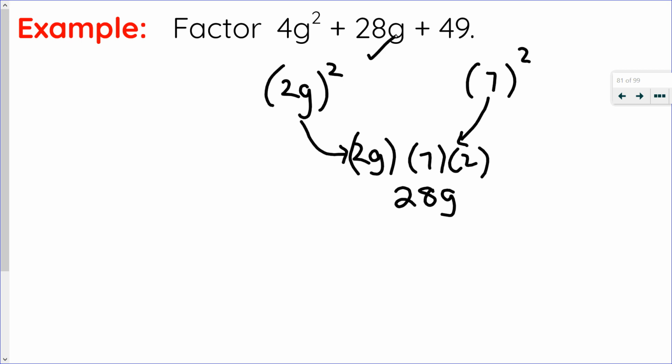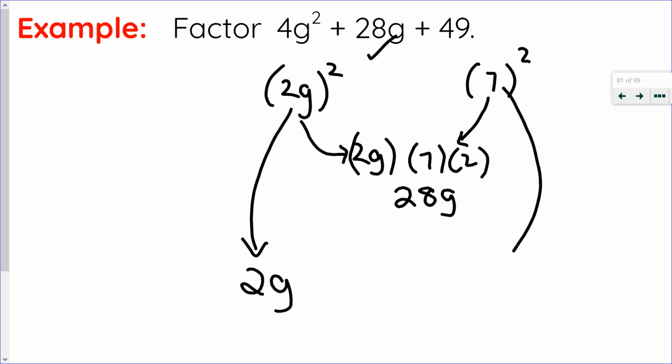So I just take the square root of the first term, which is just 2g, the square root of the last term, which is 7, and the sign of the variable term, which is positive. So that perfect square trinomial factors as 2g plus 7 all squared. So remember, perfect square trinomials factor as binomials squared.